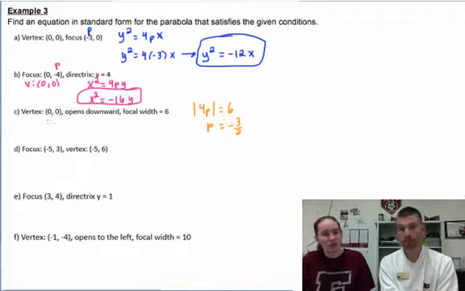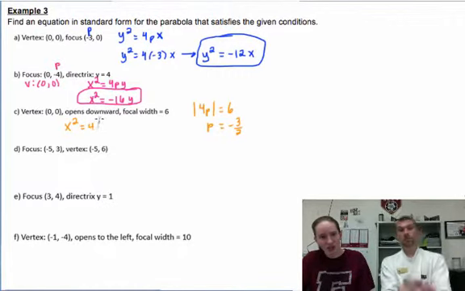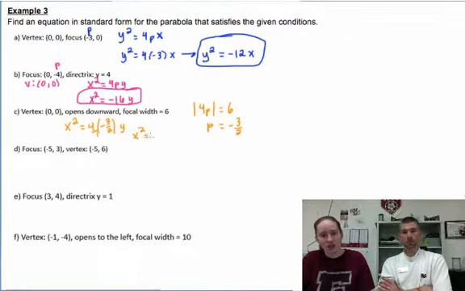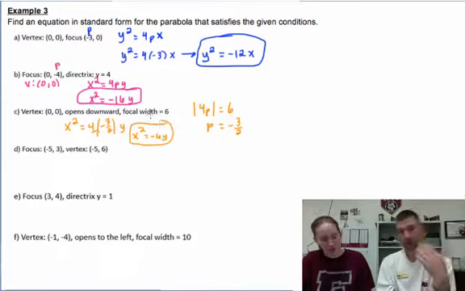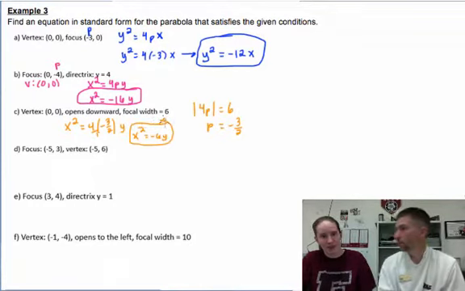So now that we know what p is, and we're in the first column, we have x squared equals 4 times -3/2 times y, and then we just need to simplify this. That's 4 over 1, so that's going to be -6. And so x squared equals -6y. And remember, 4p is equal to the focal width. So on this one, they gave us the focal width.